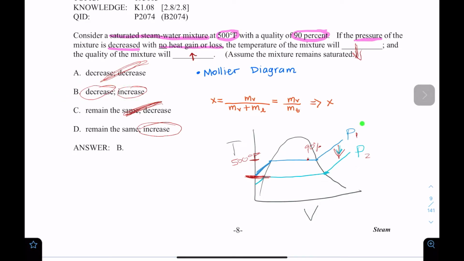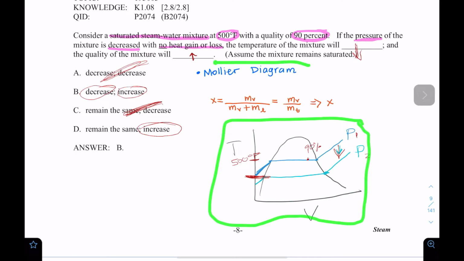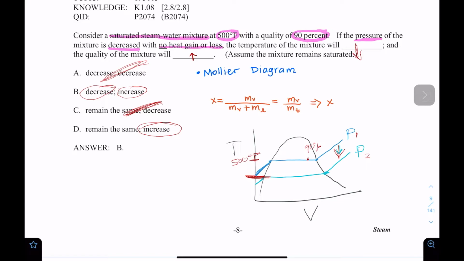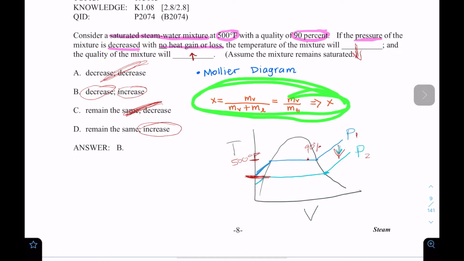So for this one, I can use my Mollier diagram to determine that. And the Mollier diagram, if we know how to use it, is going to be very helpful. There's going to be another problem where we can only use this part, but this is not the problem, where we're going to only use this one here. Okay, because it's telling us the pressure of the mixture is decreased. So we have a change in the pressure. It would have been different if the question asked about a saturated mixture that remains in a saturated condition. We can use this part. Okay.